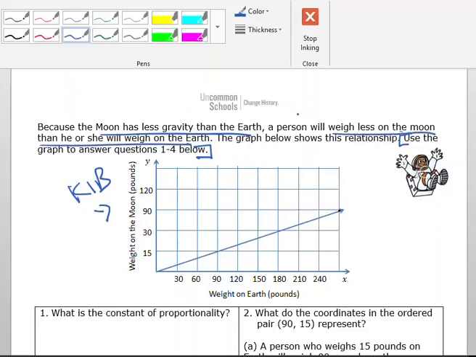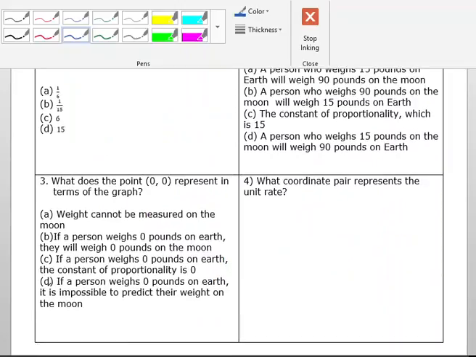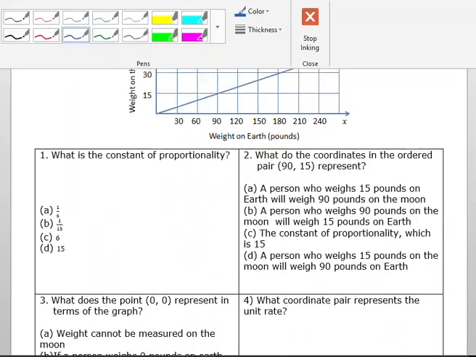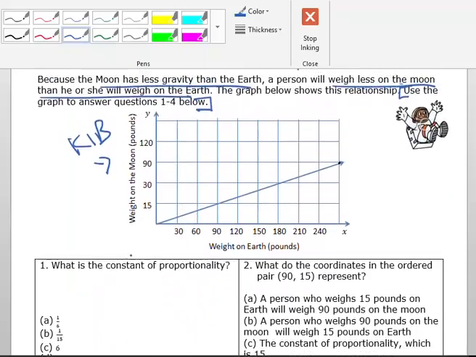Okay, so in this one, I know that on the moon, you're going to weigh less than on the Earth, because of gravity. And I can take a look here at this graph. Some of the points that I have are 0, 0, which is a point. Then I have 90, 15, and I have 180, 30, and then up here it looks like 270, 90. Okay, so the first thing I'm being asked is, what is the constant of proportionality?